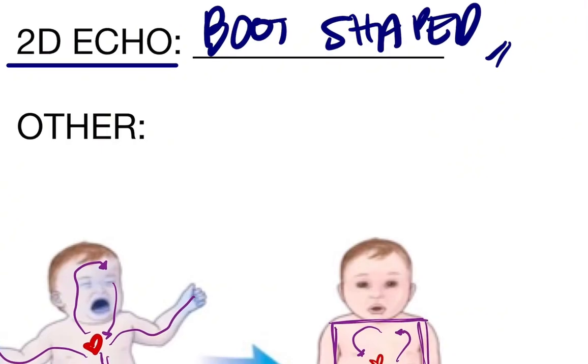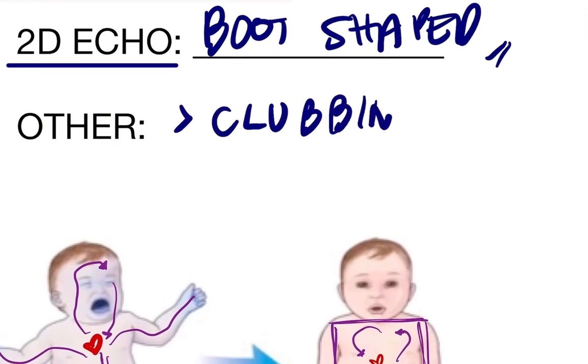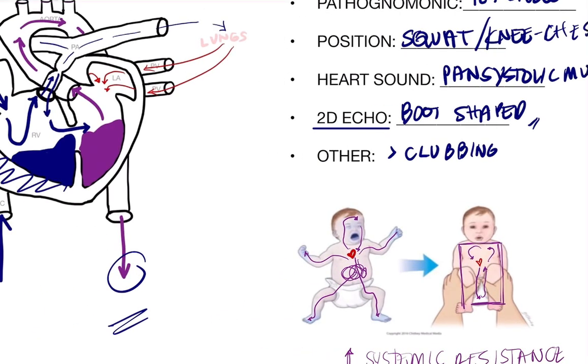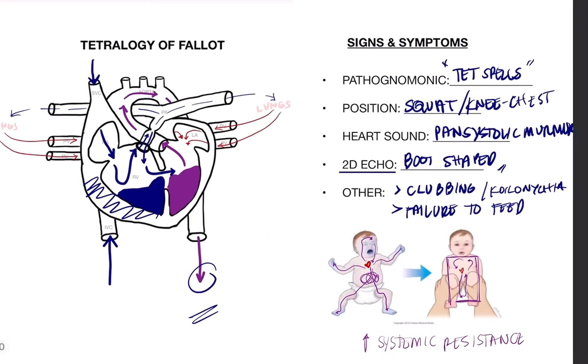Other signs and symptoms: the patient might have clubbing, because not a lot of oxygenated blood gets to our nails. That's also called koilonychia. Another one is the patient might also have what we call a failure to thrive. Failure to feed, failure to thrive, they're having activity intolerance.